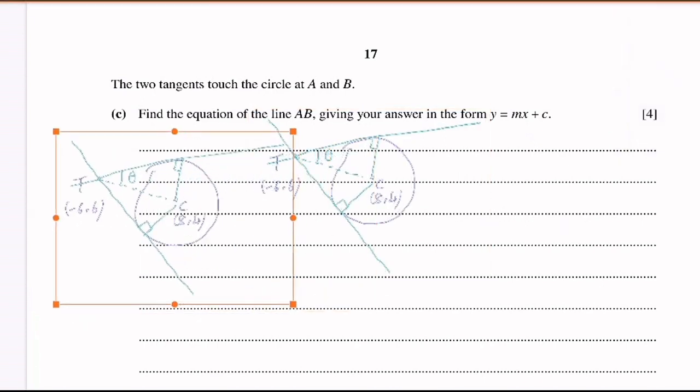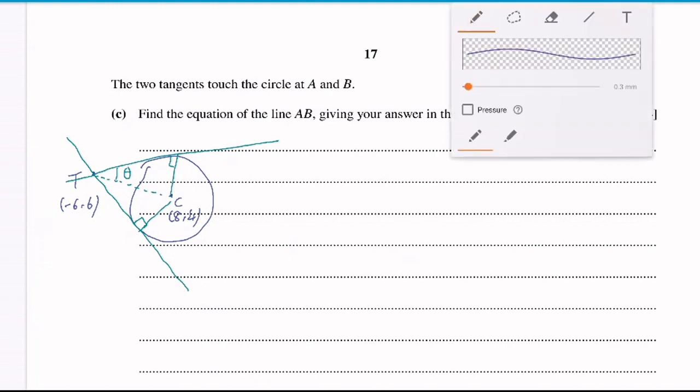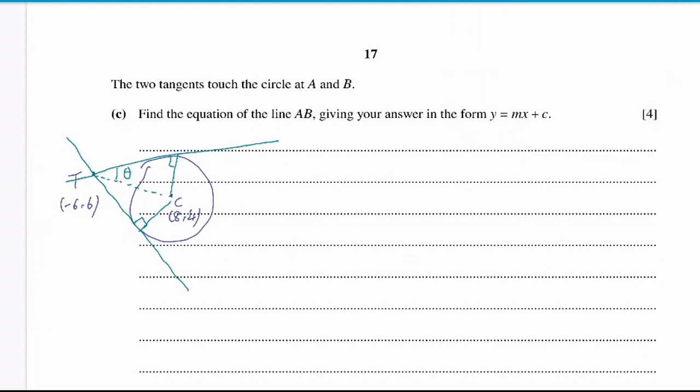Okay, so the points where the two tangents touch the circle are A and B. So let's say this is our A here, and this is our B here. In that case, if we have already found out that the angle is 45 degrees from there, in fact, A and B is actually a straight line. We can join AB with a straight line here. So this is how it looks like.